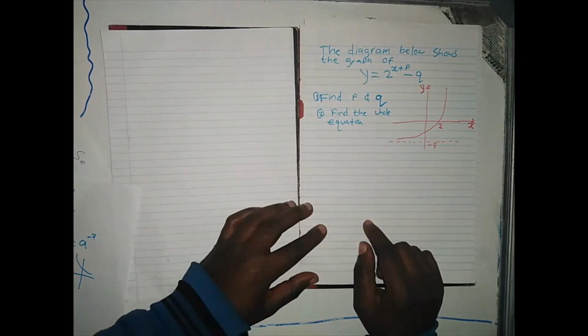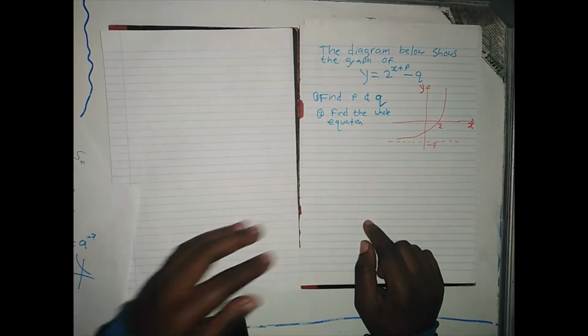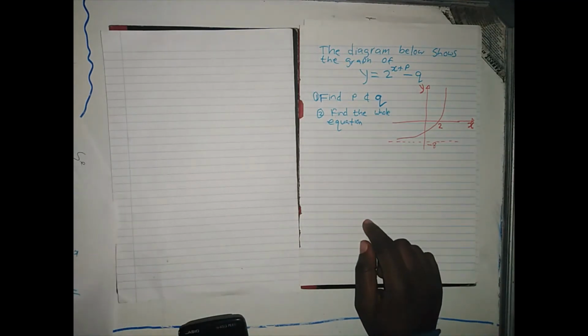Study the diagram below. The diagram below shows the graph of y is equal to 2 to the power x plus p, minus q. Find p and q. That is number 1. Number 2, find the whole equation. So how do you then do that?